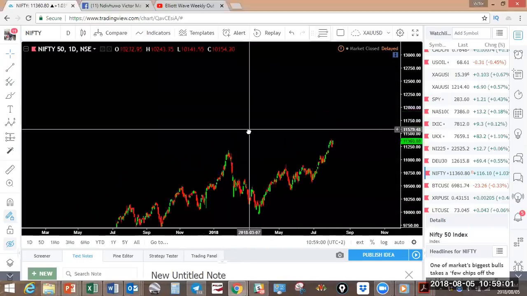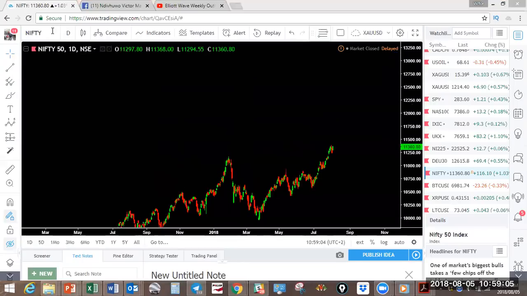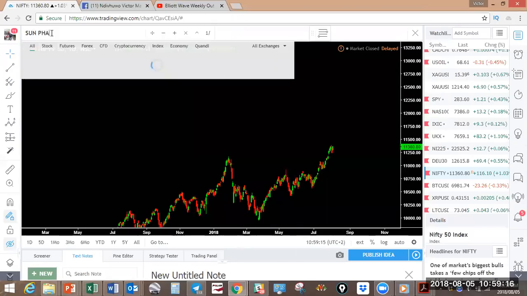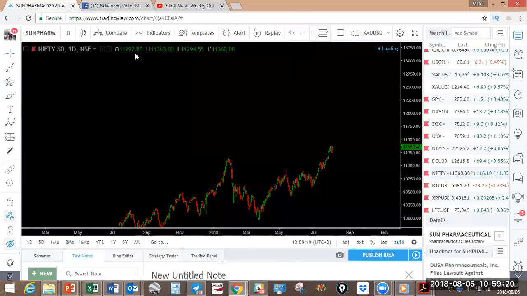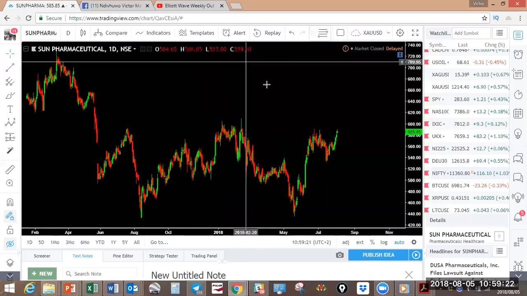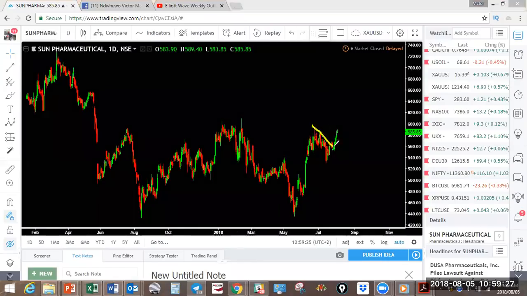Okay, so I have to show you the Sun Pharmaceutical stock that I'm tracking for some of my Indian traders who would like to trade the stocks on the NSE. All right, so there's Sun Pharmaceutical. So those who are interested in this one, I just look at this one just to show that the theory works in any market. So last week what we discussed on this one was that this was going to push higher, and it has now happened.